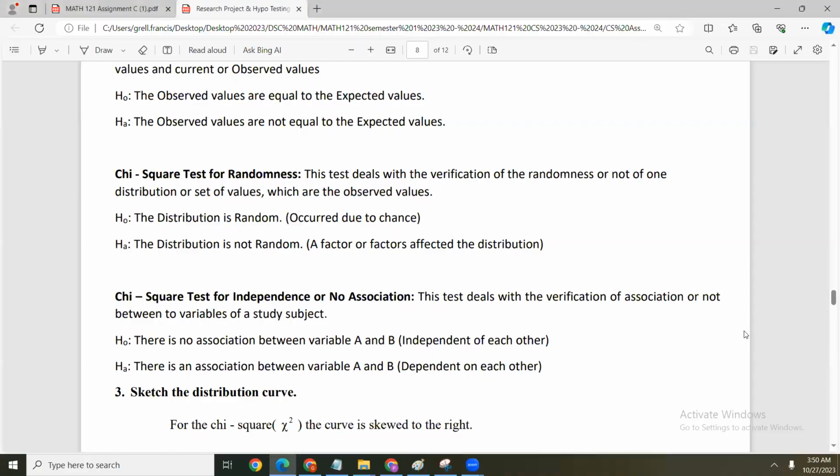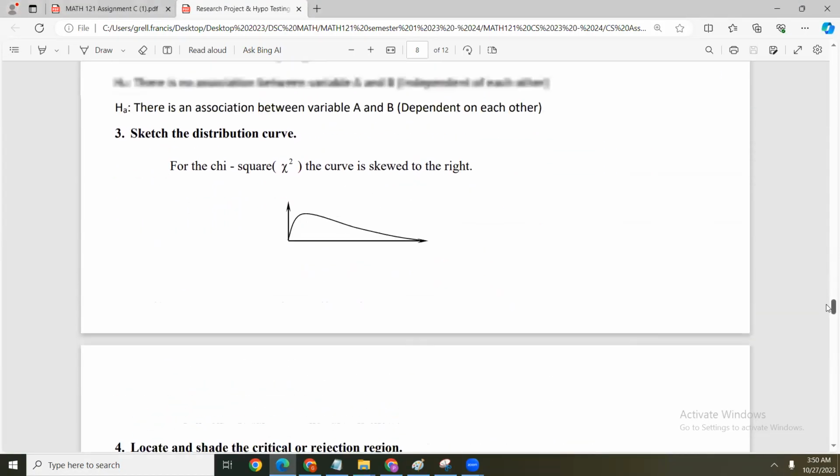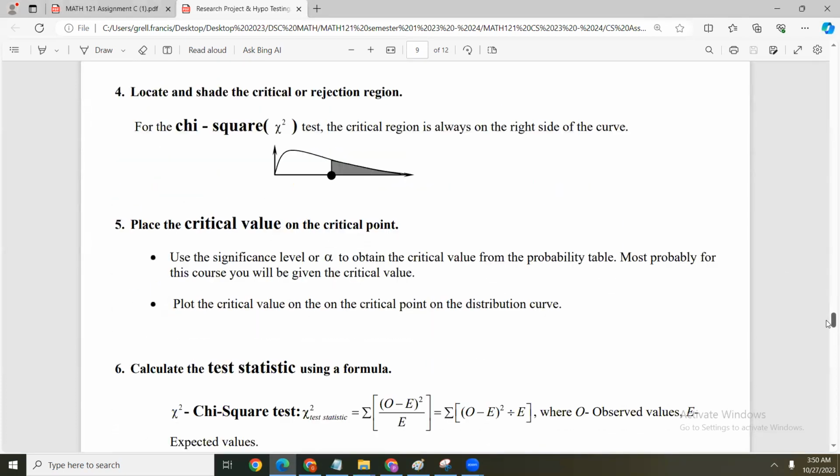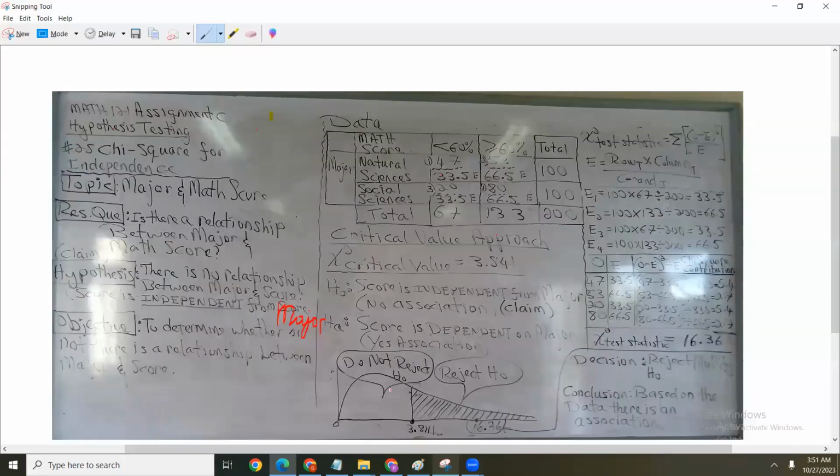So this coincides now with step number 3, to sketch the distribution curve, which will be a right tail curve skewed to the right for the chi-square test. Step number 4, to shade the critical region. The critical region will always be on the right. So it's like a right tail test, but skewed to the right. And the critical value placed on the critical point. And this was done here. So that's the system that's in place. And it's an impartial system because the critical value was obtained from historical data, from tables tabulated, and it was obtained using objective means.